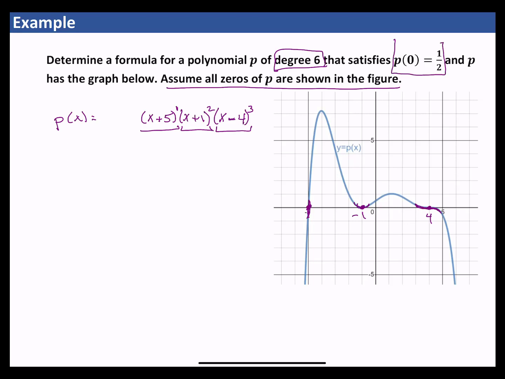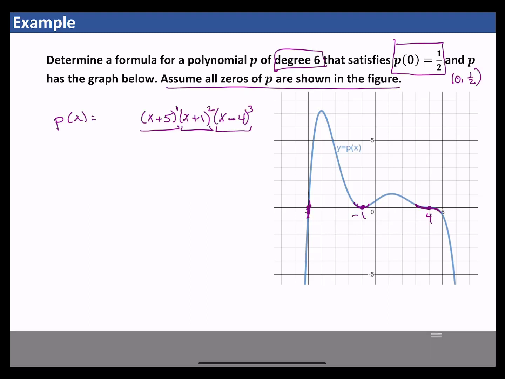The only thing we need to do now is verify or figure out how we're going to make the graph go through 0, 1/2. So right now, as is, if you were to let x equals 0, you would not get 1/2 actually. You'd get something much, much, much larger.